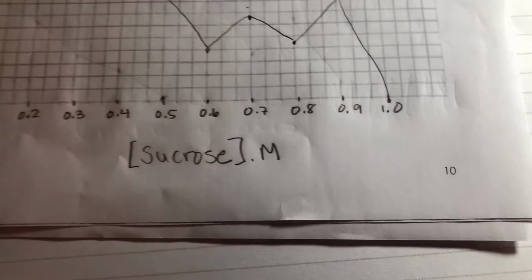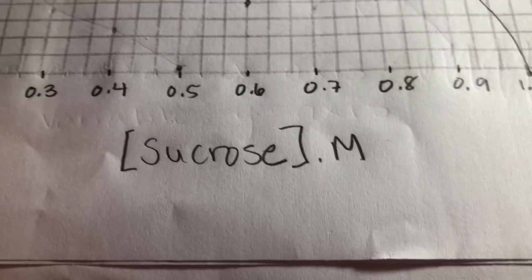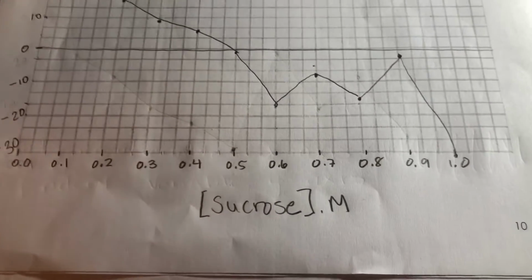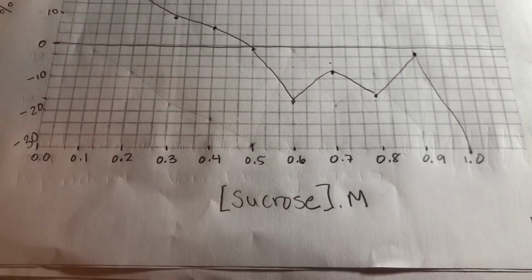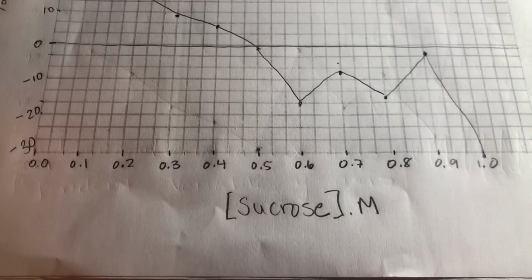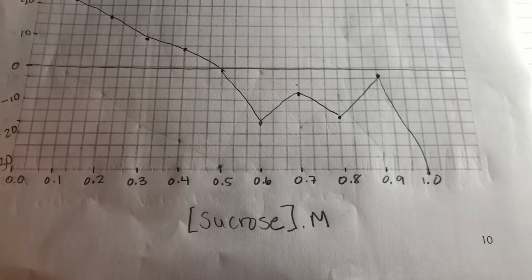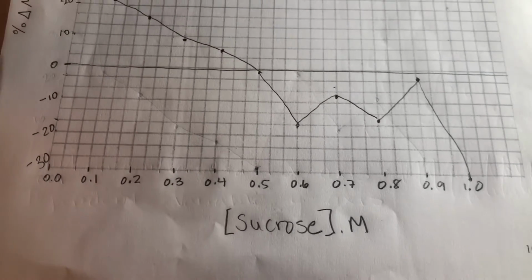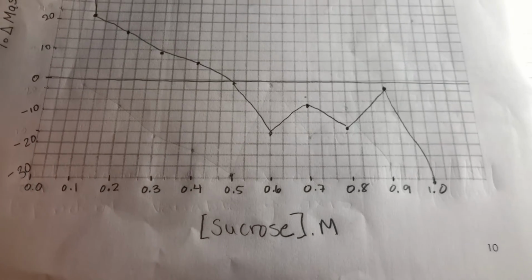The other thing that I noticed in some people's graphs is they didn't label their axes, and you absolutely need to label them. In this case, it's the concentration of sucrose in molar. So this is how I decided to space it out. If you did it a little bit differently, that's totally fine. In my opinion, the way that I did it was the best way to utilize the space.